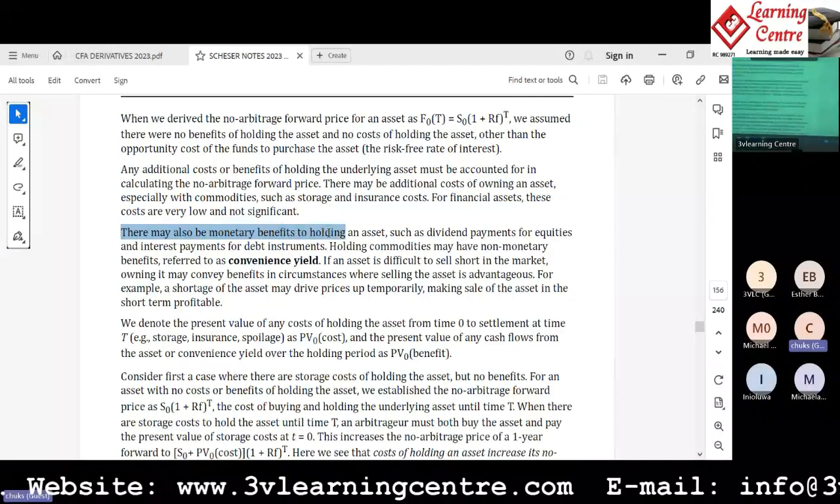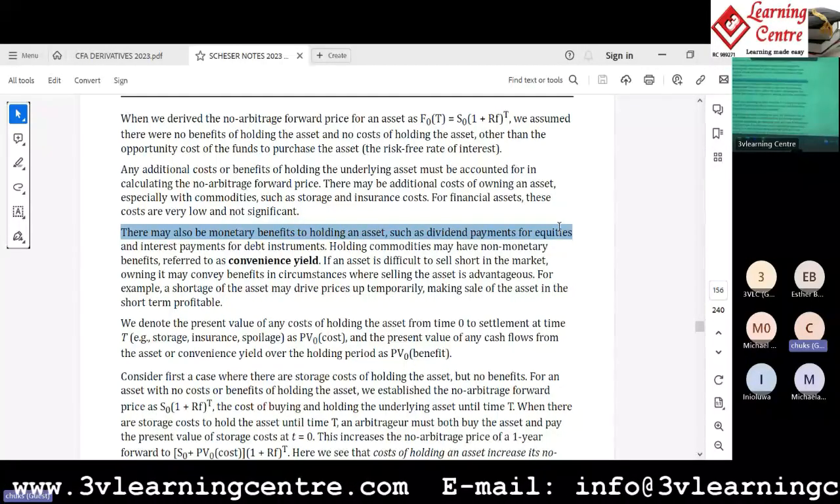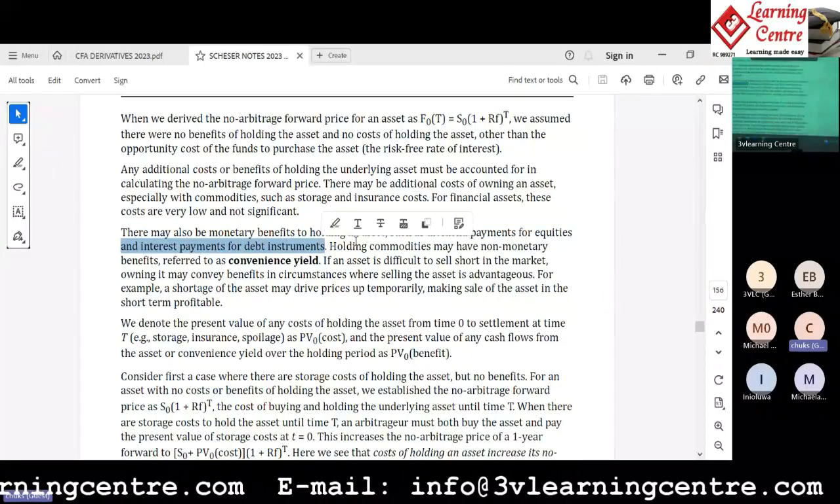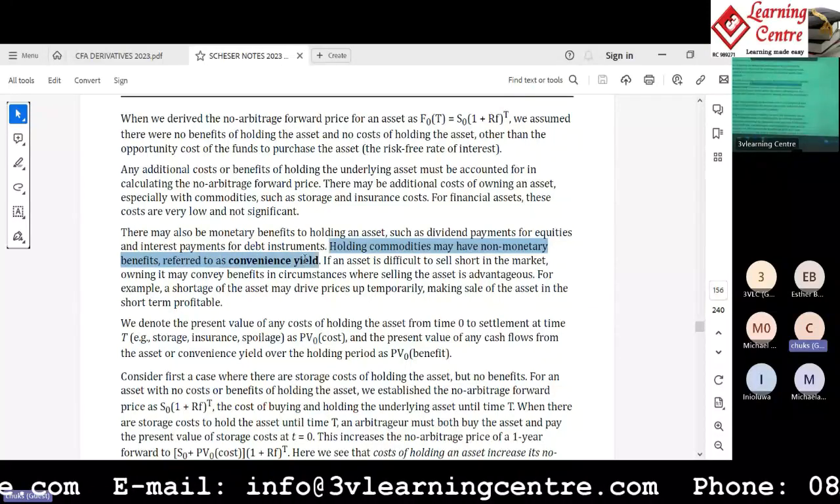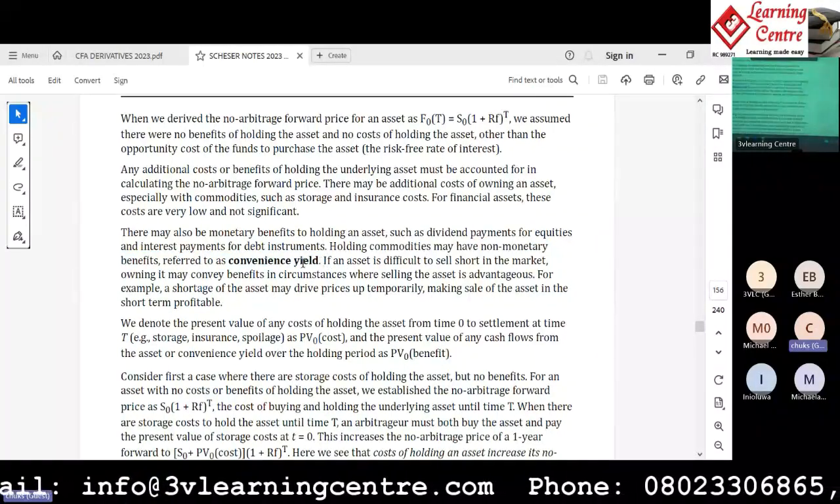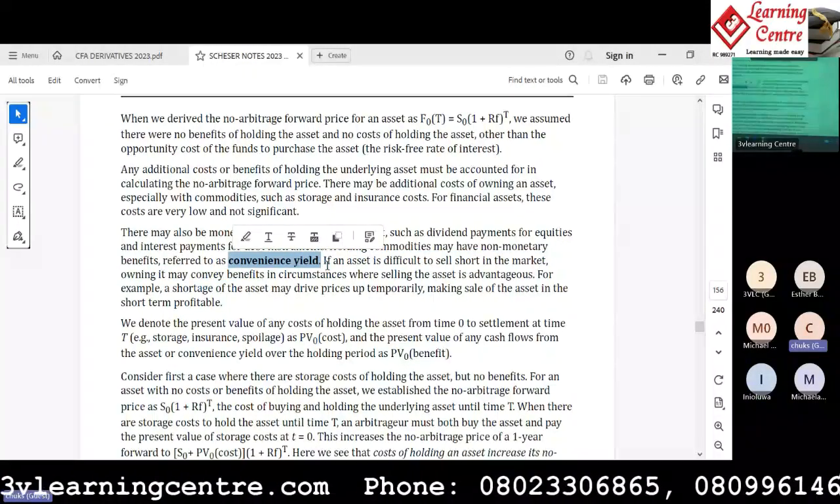There may be monetary benefits to holding an asset, such as dividend payments for equities, which we've spoken about, and interest payments for debt. Holding commodities may have non-monetary benefits, referred to as convenience yield. So what you just need to know about convenience yield is that you have benefits, but it's not monetary.